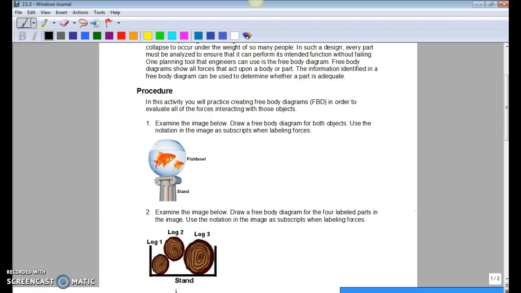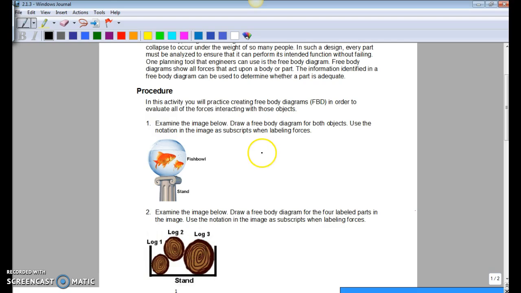I just want to take a minute to get us started on activity 2.1.3, which is our free body diagram activity. When you look at number 1, we have two components here. We have the fishbowl and we have the stand that it sits on. In order to draw the free body diagram, we have to make a free body diagram for each component.